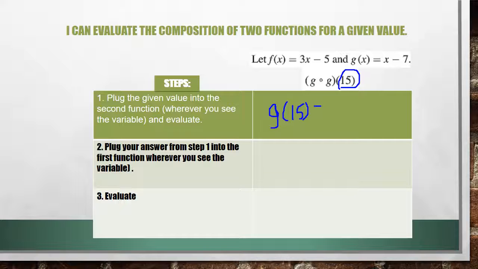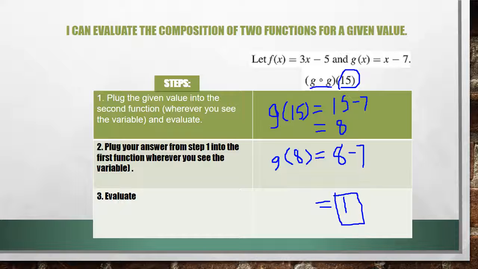And so watch what happens. 15 goes in place of x of that g function. And so I have 15 minus 7. And that equals, when I simplify, 8. And so now for the second function, I'm going to find g of 8. I'm still dealing with the g function because it says right here, g of g. Okay? And so now when I plug it in, I get 8 minus 7. And my final answer here when I evaluate is 1. And so g of g of 15 equals 1.